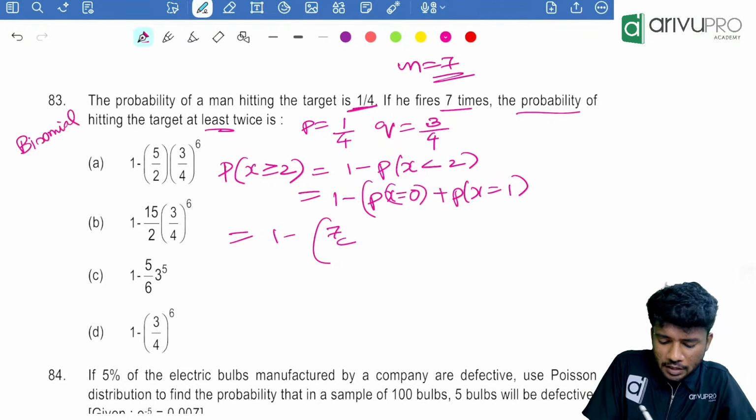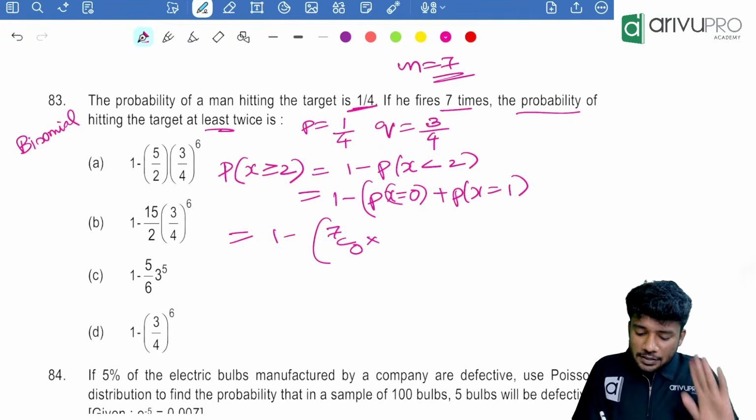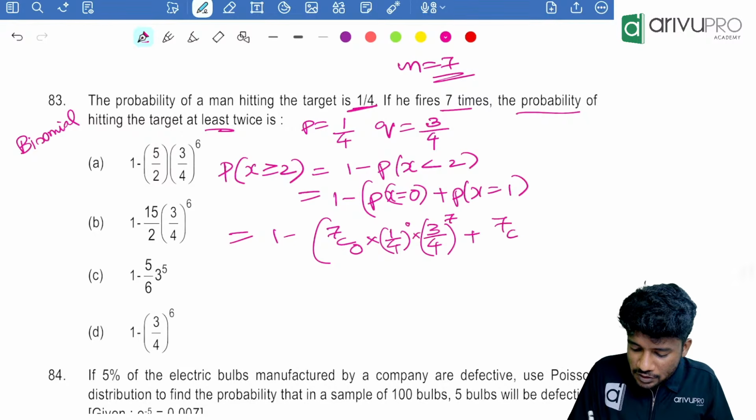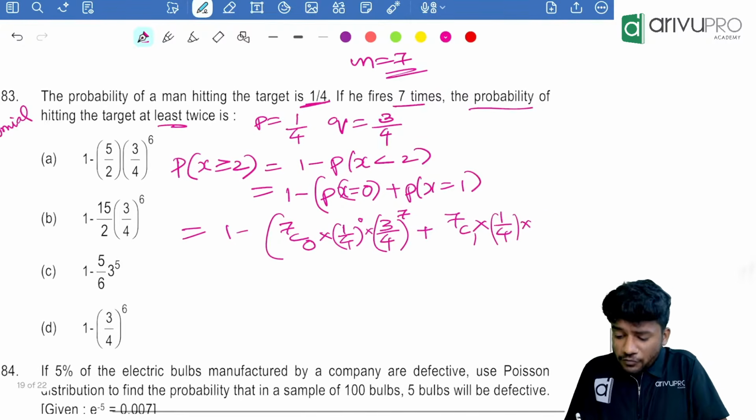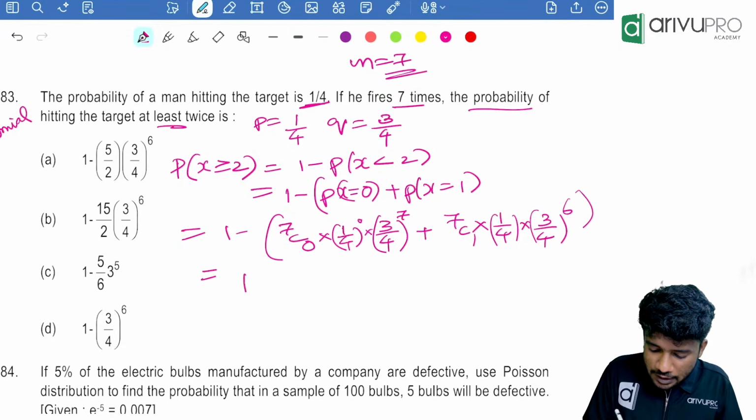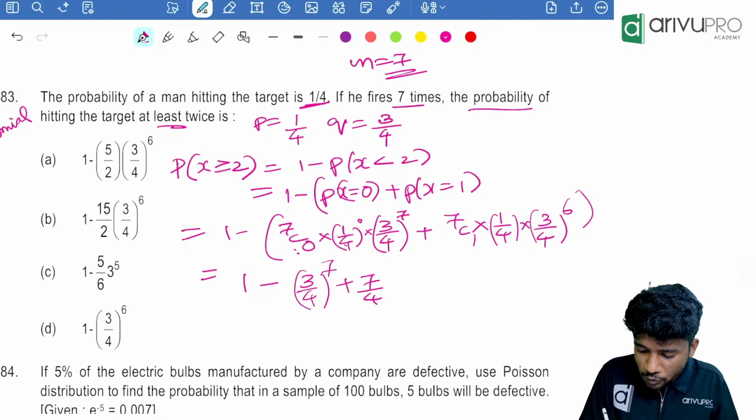Binomial over here: 7C0 into P raised to X, that is 1 by 4 raised to 0, into Q raised to N minus X. How much is that over here? That is 7 itself. Then plus 7C1 into 1 by 4 raised to 1 into 3 by 4 raised to 7 minus 1, which is 6. Now I can write it as 1 into 1, that is 3 by 4 the whole power 7, plus 7 by 4 into 3 by 4 the whole power 6.